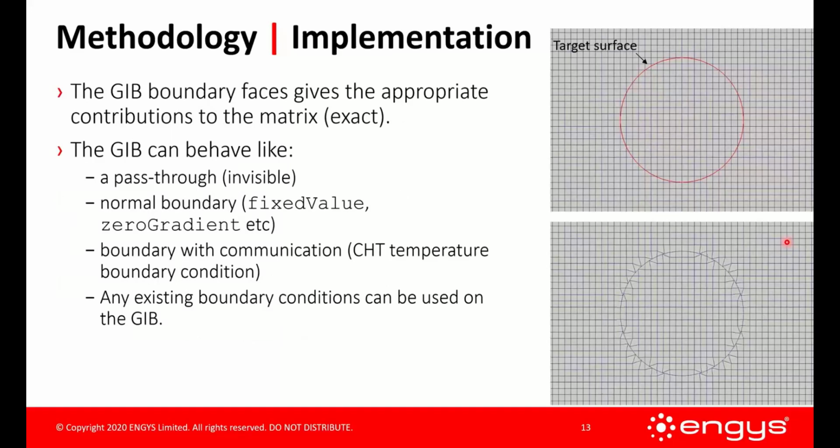The GIB boundary faces give the approximate contributions to the matrix, and GIB can behave like a pass-through surface, so it can be invisible. We can have a normal boundary with Dirichlet, Neumann, Robin, as I mentioned before. We can also have boundaries with communication, so communicate temperature between two different regions, so we can treat these as two different regions if we like. And any existing boundary condition could be used with GIB because it's so generalized.